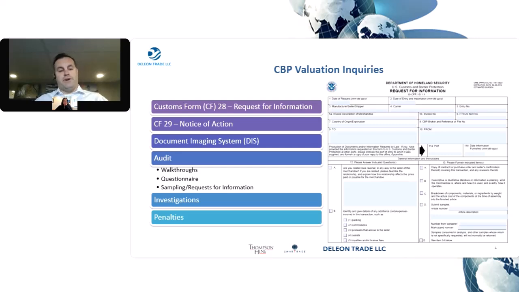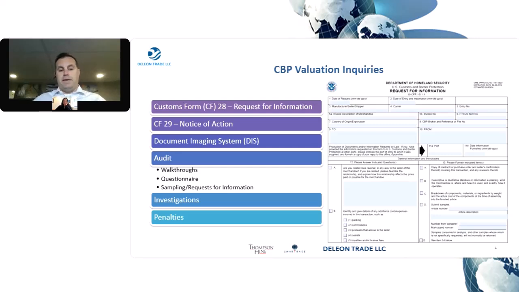Also on the audits, very heavily focused on value. They always were, but now even more so when we're talking about areas such as first sale, related party transactions, additions to value. If anyone's ever gone through an audit before, they issue a pretty big questionnaire, and there's lots of questions about additions to value, whether it be assists, supplemental payments, you have it.